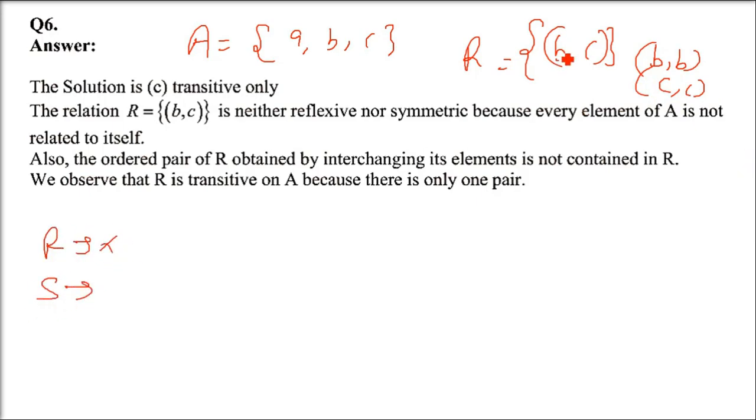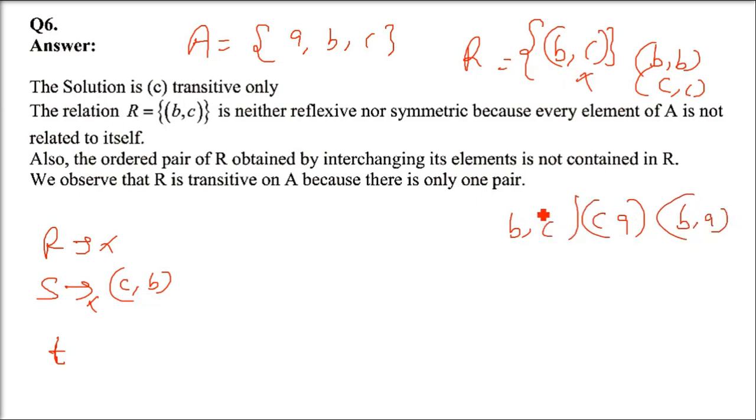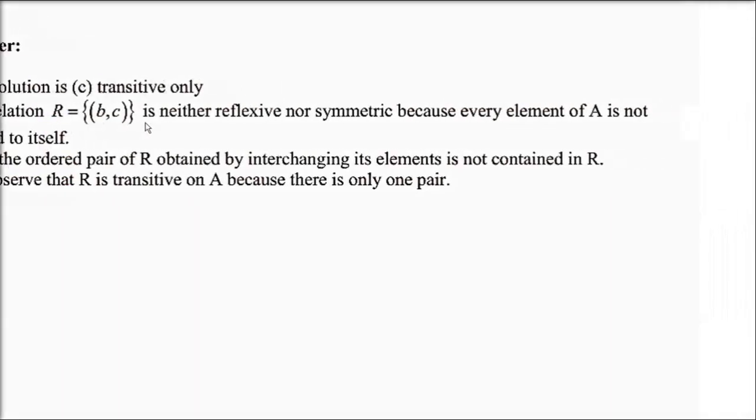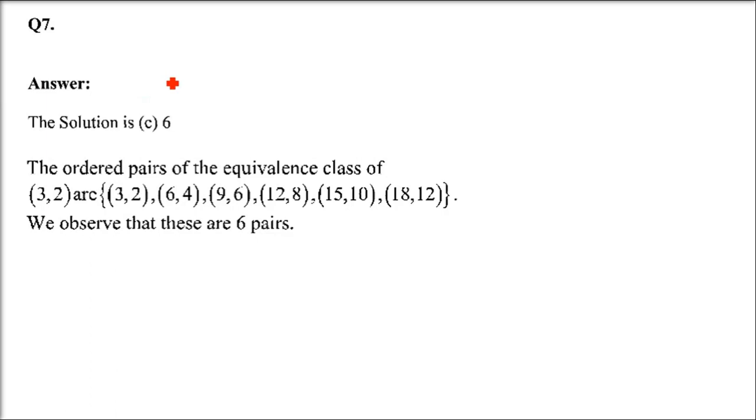Symmetric: if (B, C) is there, (C, B) should also be there. It is not, so it is not symmetric. Transitive: we need a third element. Since we just have (B, C), if for example (B, C), (C, A) were there, we could say (B, A) should be there. Since we are only given (B, C), how can we decide whether it is transitive or not? So by default, we assume it to be transitive. This is the concept you need to learn.